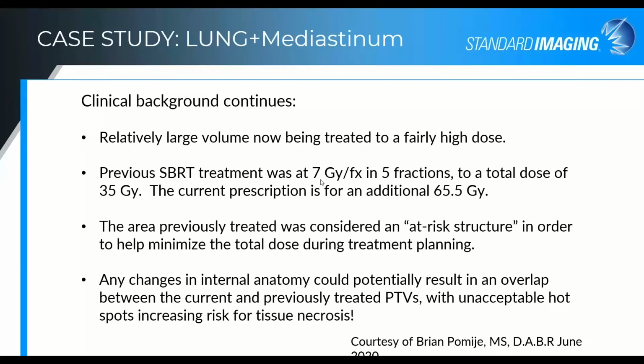Previous SBRT treatment was at 7 gray per fraction in 5 fractions. And the current prescription is for an additional 65.5 gray. They wanted to watch this patient closely because the area previously treated was considered an at-risk structure. So changes in internal anatomy could potentially result in an overlap between the current and previously treated PTVs with unacceptable hotspots and increasing risk for tissue necrosis.